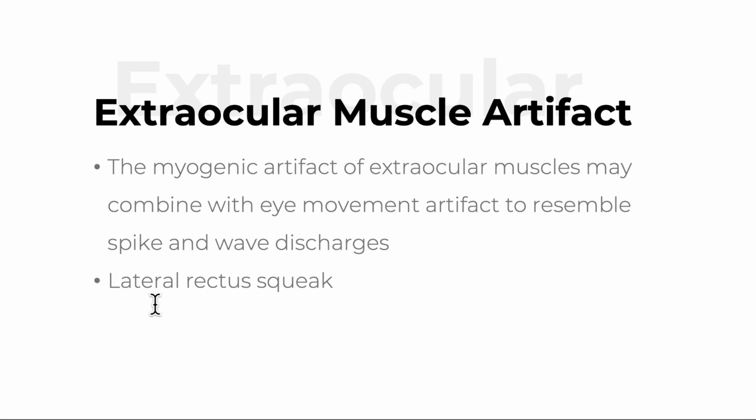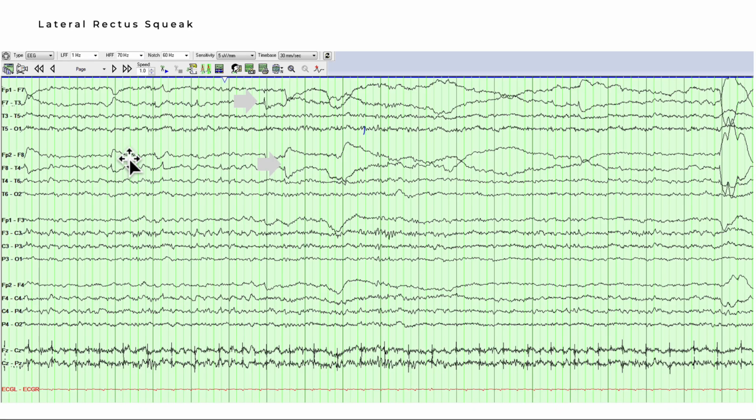Extraocular muscle artifact. Extraocular muscles can combine with eye movement artifact and can resemble spike and wave discharges. Very common in the temporal electrodes, you get this so-called lateral rectus squeak. It can look a lot like this, or it can look kind of like spikes, though if it starts to intermix with other frequencies, you'd probably recognize this as not an epileptiform abnormality, but it's something to be aware of.